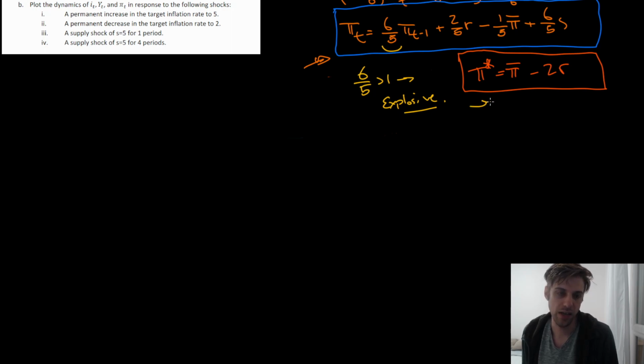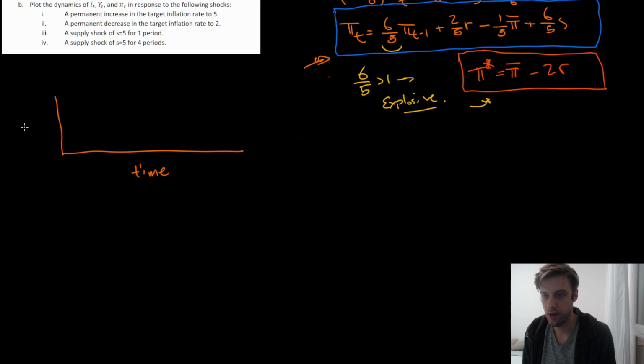So there is a steady state. But if we leave that steady state in any way, if we go a little bit up or a little bit down, then we will continue to explode to either plus infinity or minus infinity, in whichever direction the perturbation is. So all of these plots are going to be roughly the same. We'll have time here. We'll have pi here.